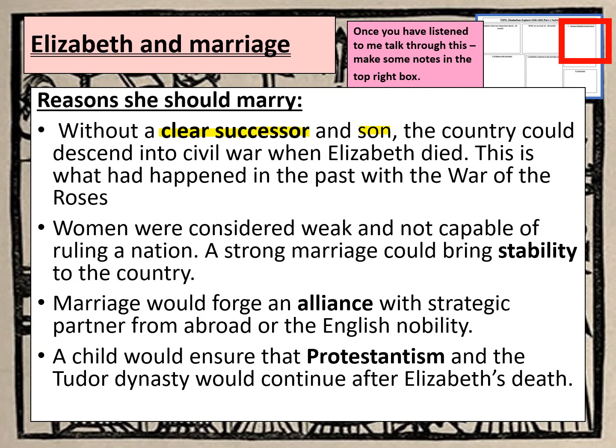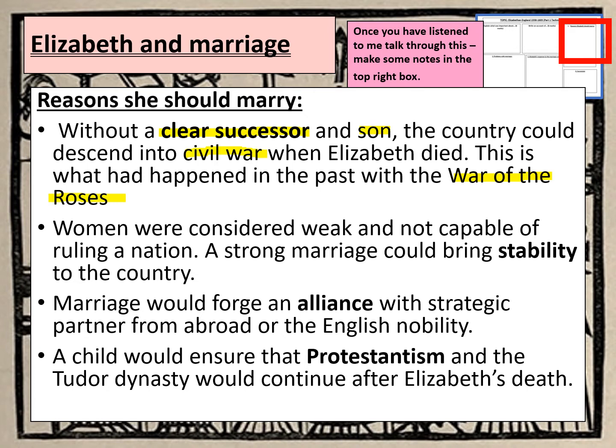There was an issue that could descend into civil war if Elizabeth died, because there'd be different branches of the family fighting over who actually had the most right to control. And that had happened in really recent history with the War of the Roses. And obviously that ended up being a success for the Tudor family. But the Tudors could just as easily be removed now if Elizabeth did not create a clear successor.